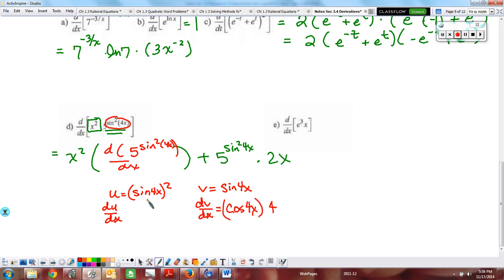Derivative of sine is cosine 4x, and then that whole thing times 4. Now, this is v squared. The derivative of v squared would be 2v times, now I need to do this dv dx, cosine of 4x times the 4.